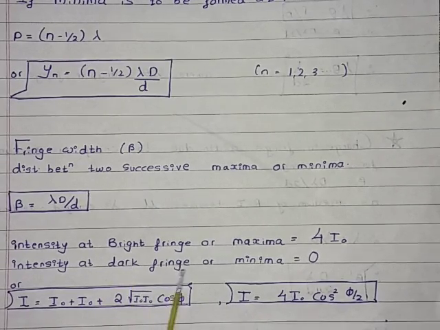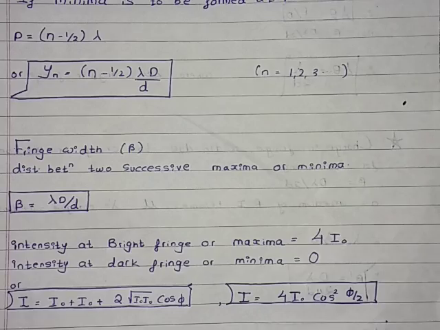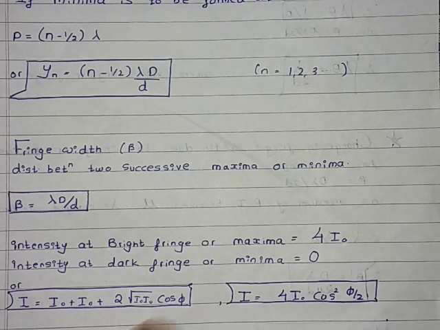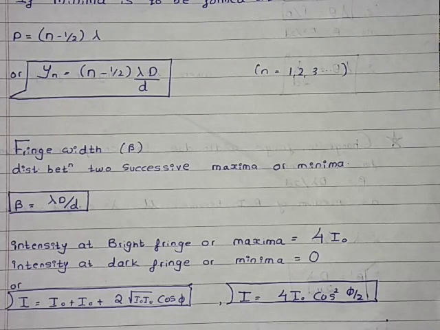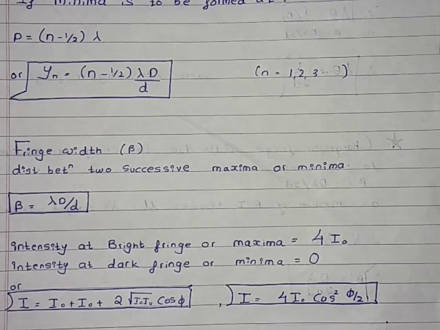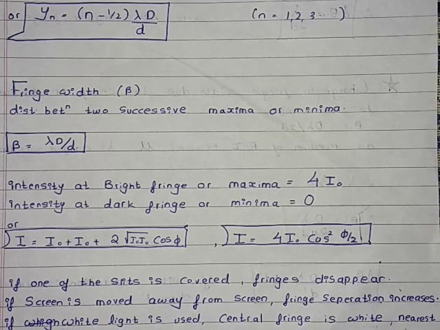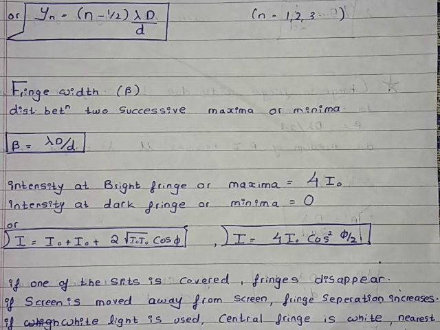At any bright fringe, as you can see in Young's double slit experiment, fringes are formed bright, dark, like that. So at any bright fringe, intensity is 4 times the initial intensity of light. And at a dark fringe, of course it's dark, so intensity should be 0. Now as I said, the resultant intensity is I naught plus I naught plus 2 root I naught times root I naught cos phi, where the angle between them is phi. By resultant vectors, we did this, and thus I equals 4 I naught cos square phi by 2.